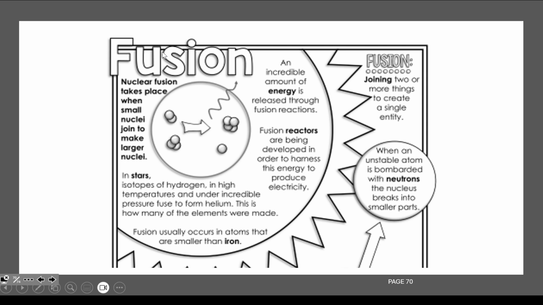We see a fusion reaction all the time, for example, in the sun or other stars. Isotopes of hydrogen at high temperatures and under a lot of pressure due to a magnetic field will fuse to form helium. This is how most of our elements get made. So fusion will occur in atoms smaller than iron. Now, feel free to pause here and get all of the details.